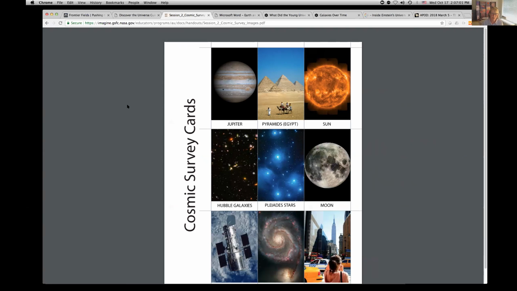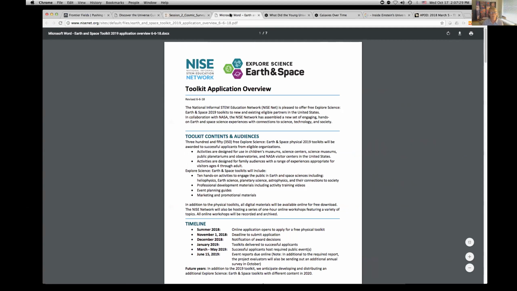In this activity, you can have visitors do a card sort where they sort these images of objects on Earth and in the universe in order of distance from themselves, in order of actual size, and then in order of age. How old are these things? And just by trying that card sort, you have great conversations about how old things are in the universe, and this idea of looking out is looking back.